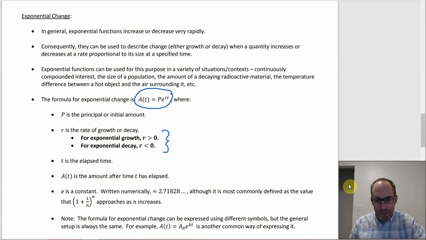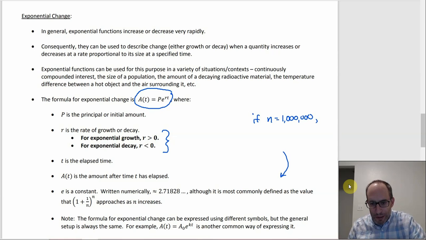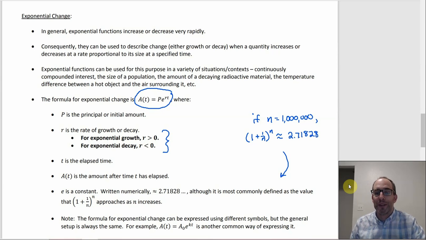Just for a concrete example for that, if n is I think if you use 1,000,000, you'll get it correct to 5 decimal places. So if n is 1,000,000, then 1 plus 1 over n to the nth power ends up being about 2.71828. So, I mean, with a gigantic n, you would get there.